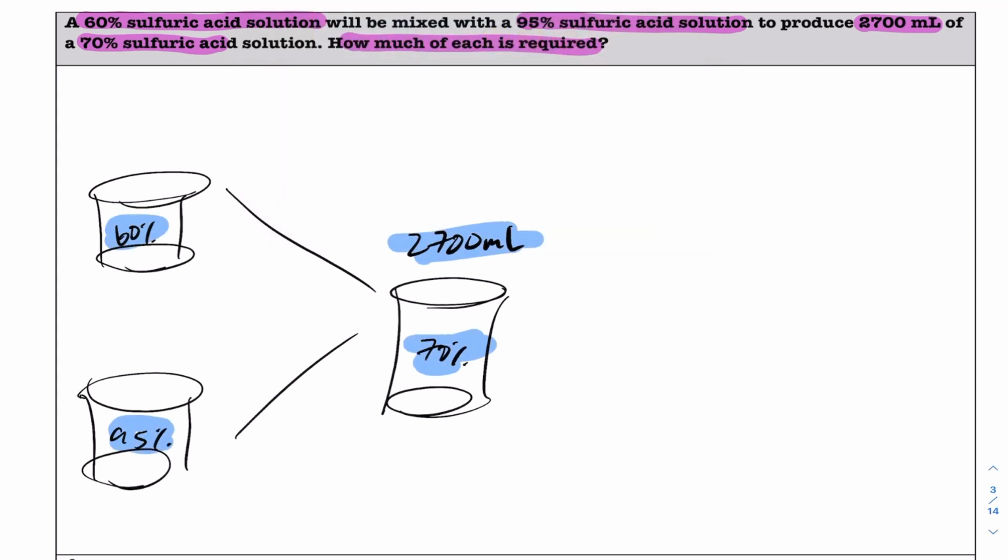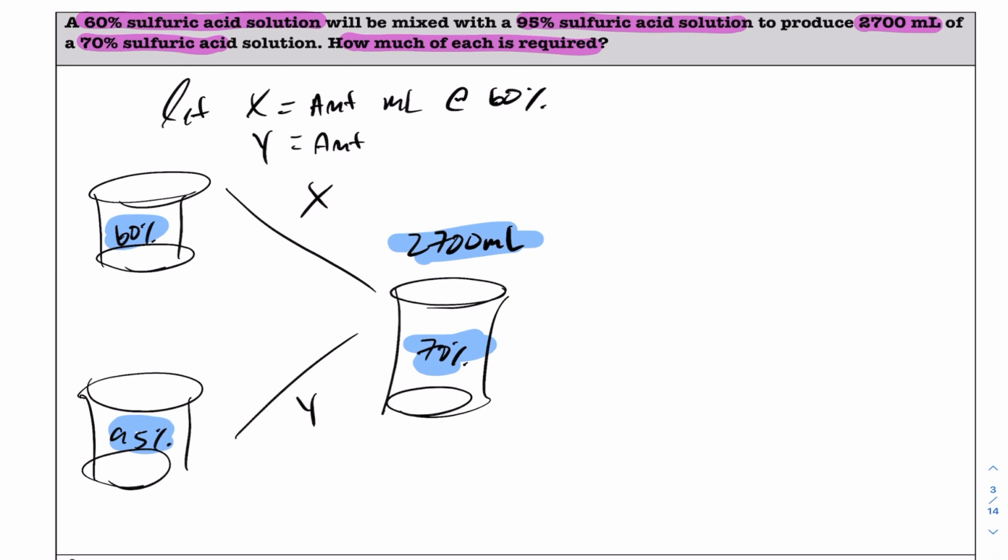So with this problem, what you're going to do is introduce the variables for what they ask you to solve for. Let x be the amount of milliliters at 60%, and let y equal the amount of milliliters at 95%. I want to know how I can mix these together to get this 70% concentration. Right away, my first equation is x plus y equals 2,700.